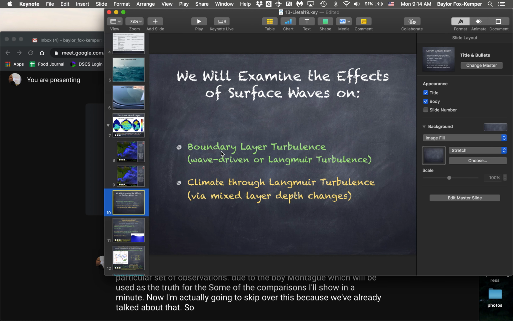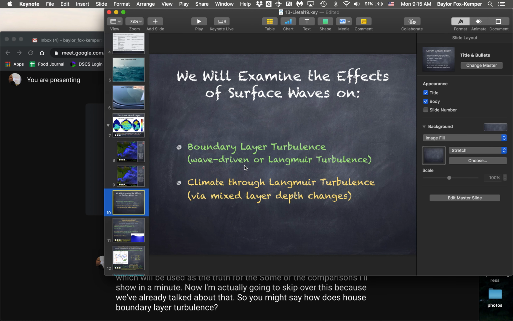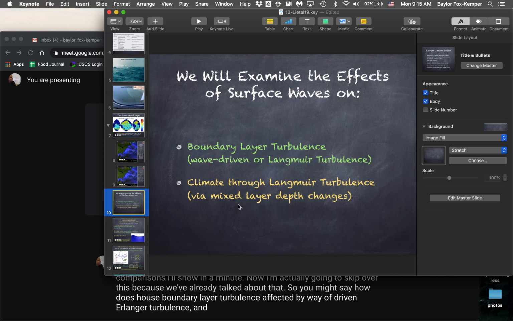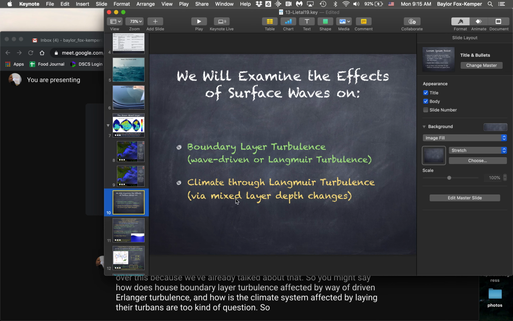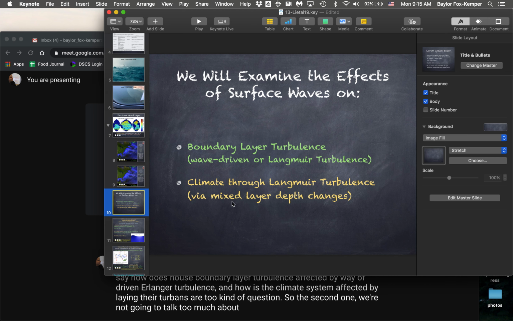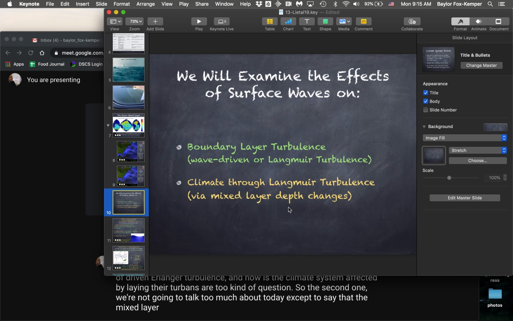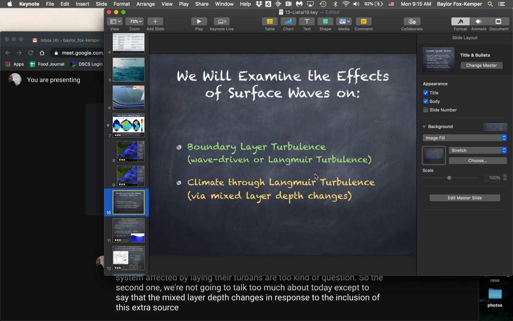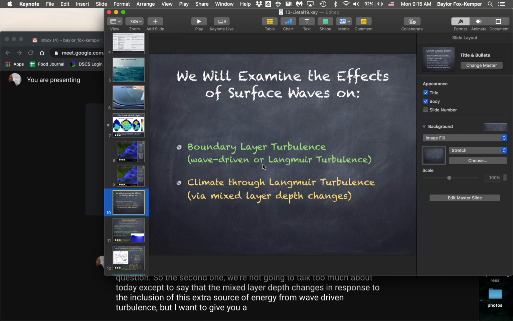So you might say, how is boundary layer turbulence affected by wave-driven or Langmuir turbulence? And how is the climate system affected by Langmuir turbulence? Those are two kinds of questions. The second one we're not going to talk too much about today, except to say that the mixed layer depth changes in response to the inclusion of this extra source of energy from wave-driven turbulence. But I want to give you a hint about how the dynamics of Langmuir turbulence theory goes.